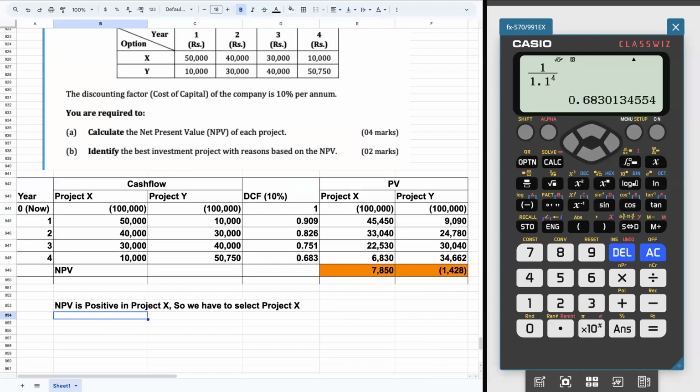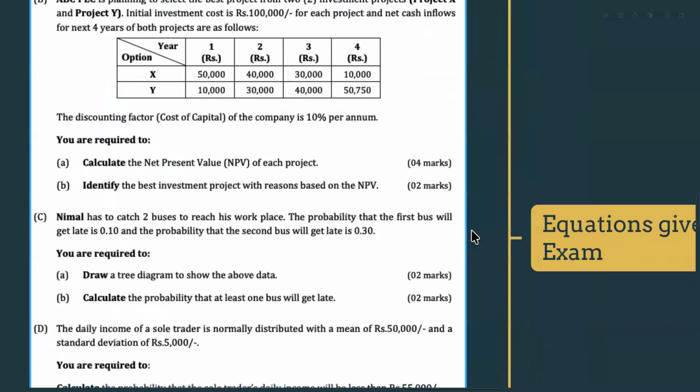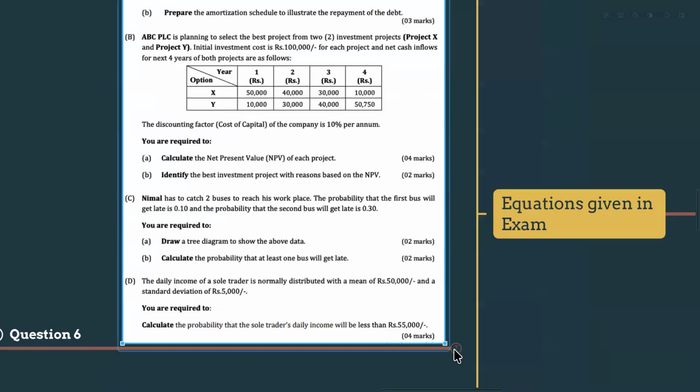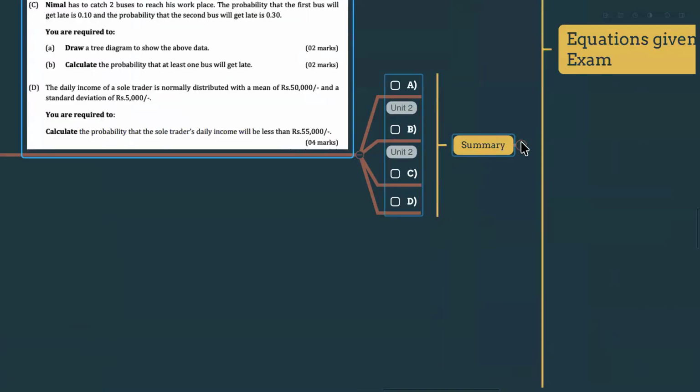Any questions? This is how we have to deal with this NPV. So 4 marks for the NPV calculation, and identify the best investment project with the reasons based on the NPV, because the NPV is positive for the project X. That's what we are choosing. If you write that, that's 2 marks, right? So you can see the answers also.